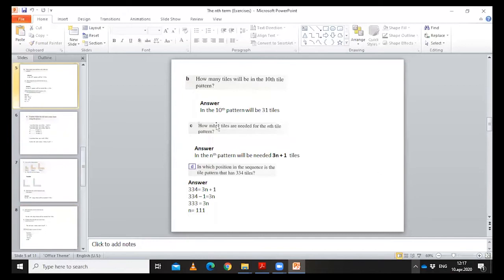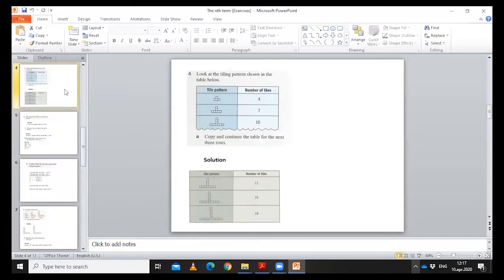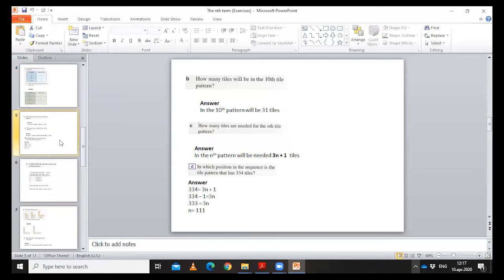Now the next requirement, B: how many tiles will be in the 10th tile pattern? Using the same logic, the one of using the common difference 3, we can easily guess 13 plus 3, 16, plus 3, 19, plus 3, 22, plus 3, 25, plus 3, 28 up to the 9th position.